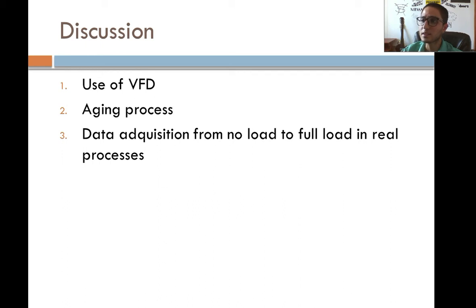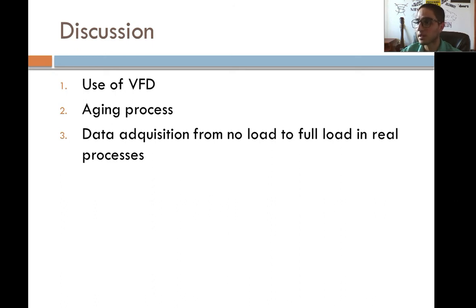First, in this study we used no variable frequency drive, and all the signals were measured in stationary state. The use of VFD must be analyzed in other studies. Second, we have to consider the aging process in the field. Grease in gears is reduced, materials like rubber wear out, causing the process to change. A method of continuous learning needs to be studied.